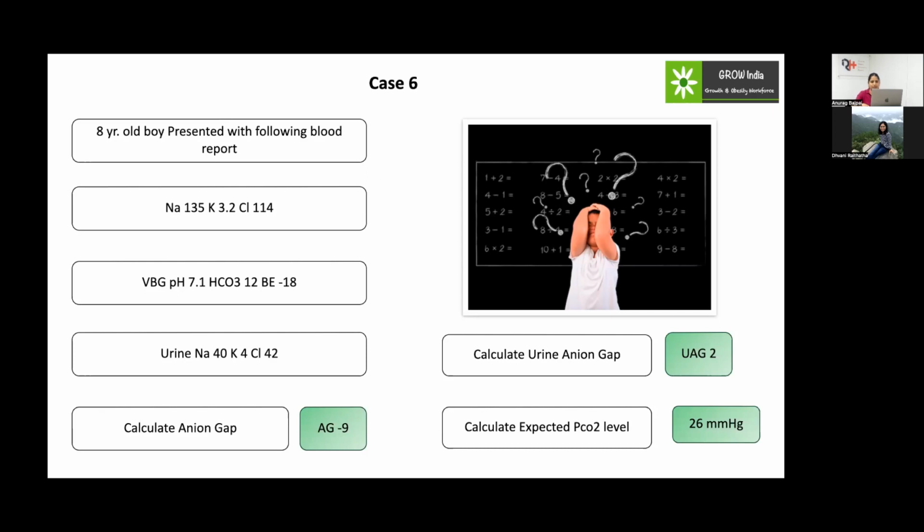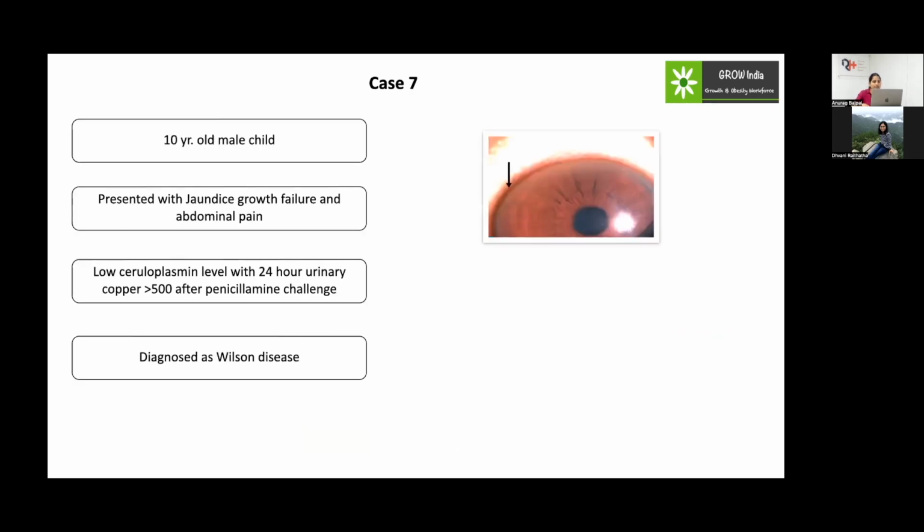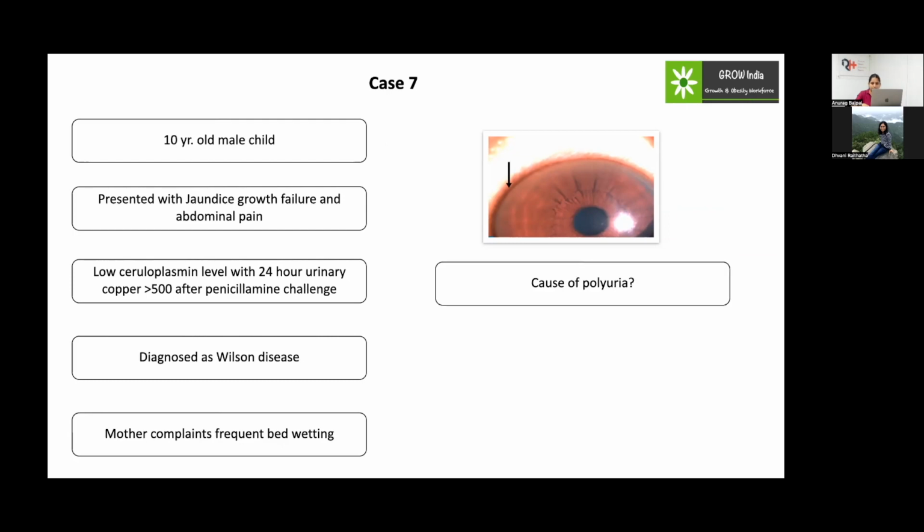It's 26. Okay, so the last case, we have this 10-year-old male child who presented with jaundice, growth failure, and abdominal pain. Definitely low ceruloplasmin, and the 24-hour urinary copper after the penicillamine challenge was more than 500. And he was diagnosed as Wilson disease. Now the mother complains he has frequent bedwetting. So what is the cause of polyuria in this case?